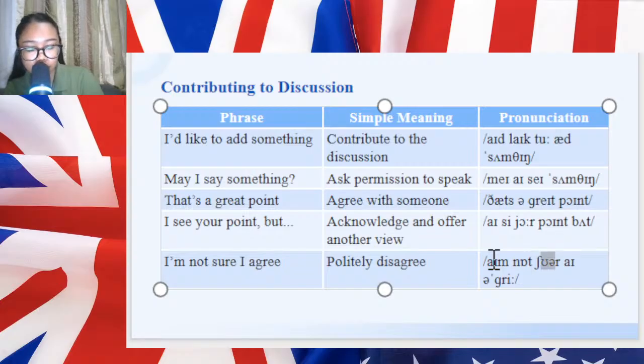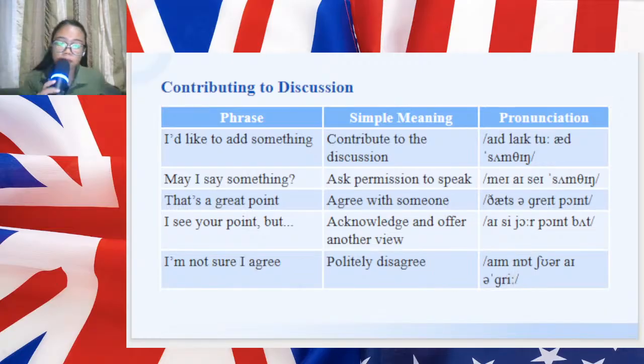And then it ends with the letter R sound, and lastly, agree starts with a schwa sound, followed by a consonant cluster GR, and then a long E sound. All right. So this is I'm not sure I agree. Again, I'm not sure I agree. So that is all for contributing to discussion. The phrases include I'd like to add something. May I say something? That's a great point. I see your point, but I'm not sure I agree.